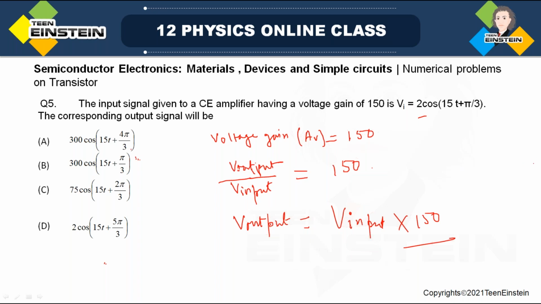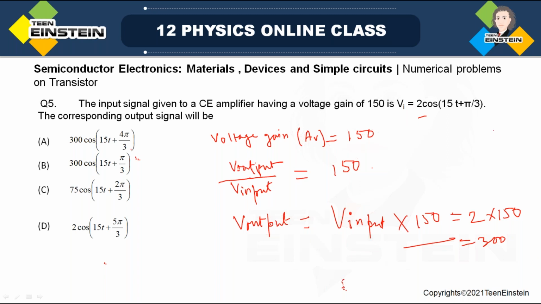You look. So this will give you the amplitude of the output voltage. V output, amplitude of output voltage will be how much? See, amplitude here is 2. So 2 into 150. So 300 will be the amplitude. Okay, so we have got this amplitude.